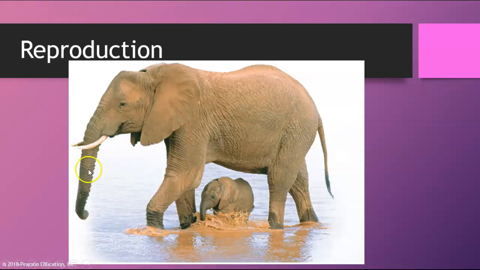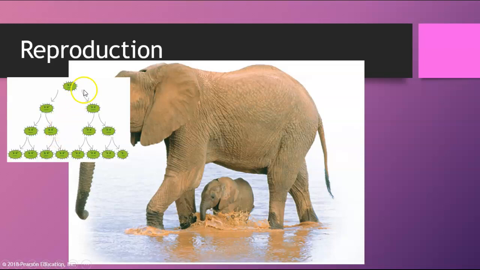All right. Another property that all living things share is reproduction. Not just reproduction, but reproduction after your own kind. That means that when this elephant has a baby, it's going to be a baby elephant, not a baby rhinoceros. So they're producing offspring that look like them, that belong to the same species that they belong to.